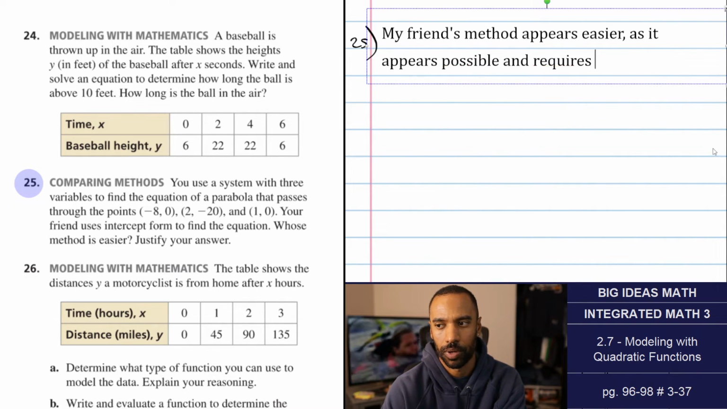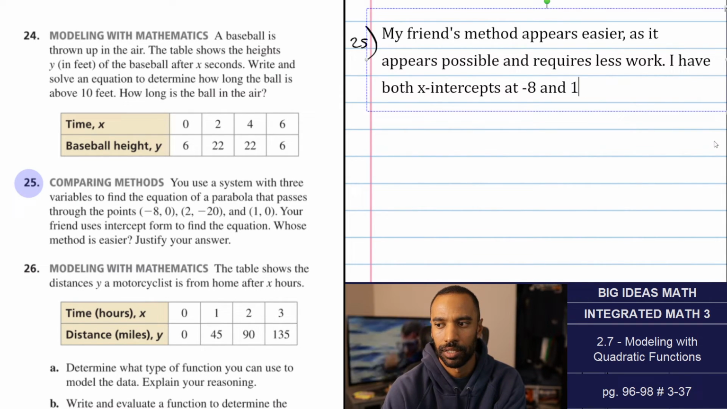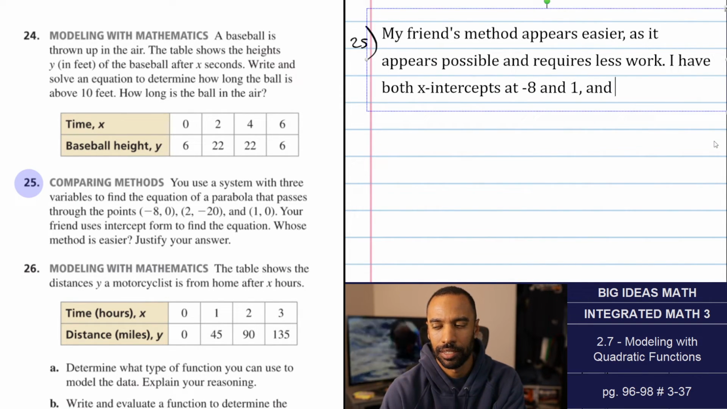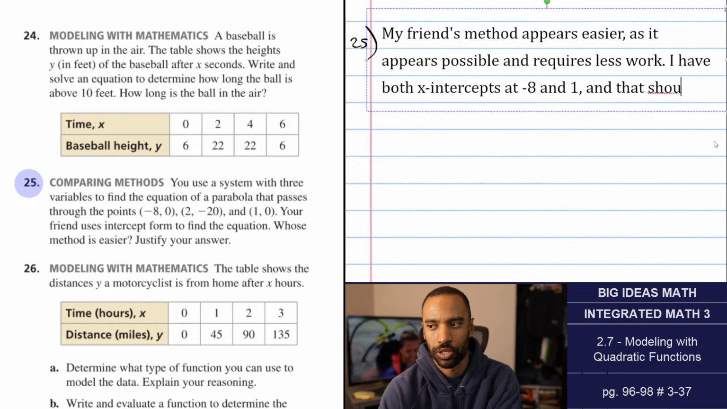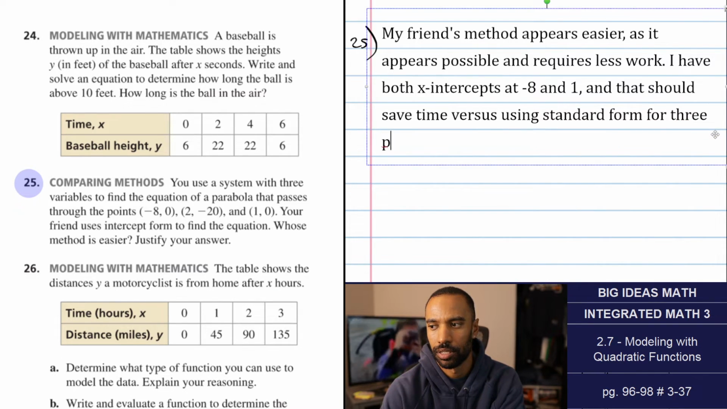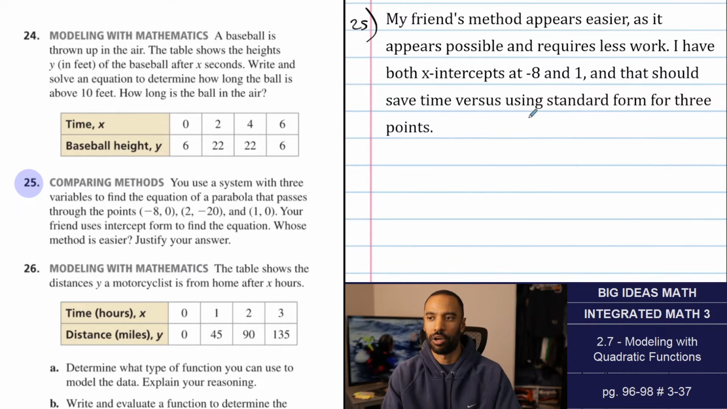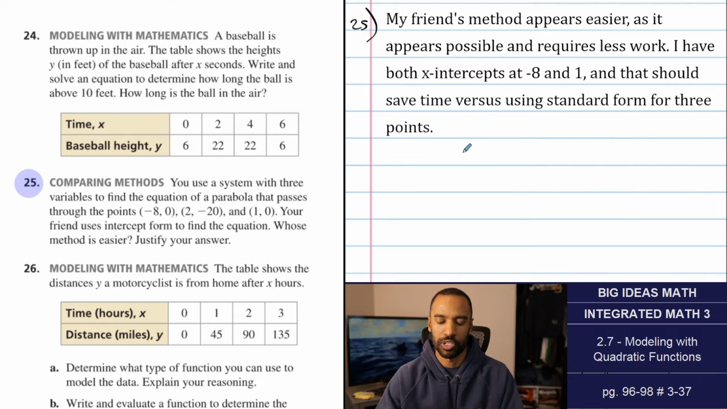and requires less work. I have both x-intercepts at -8 and 1. And that should save time versus using standard form for 3 points. I'm not going to do the whole thing at all, but the standard form stuff does what we just had to do before.